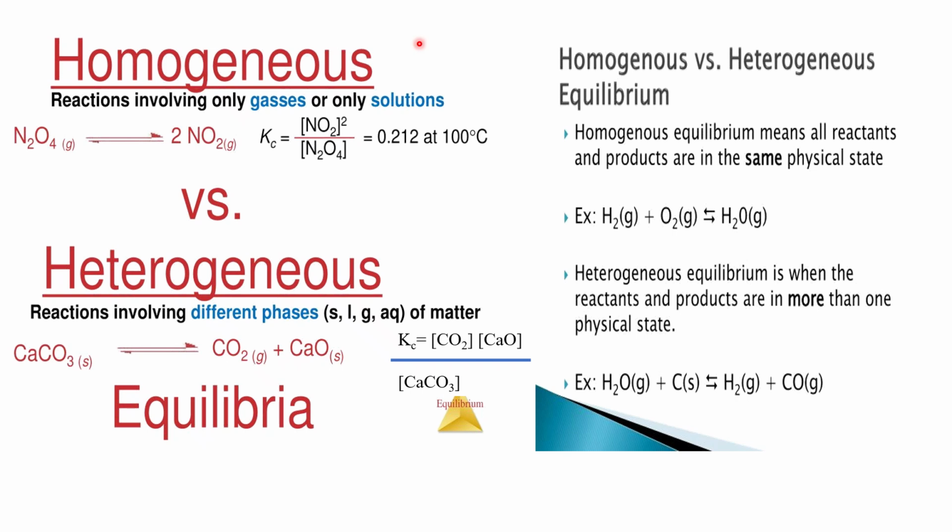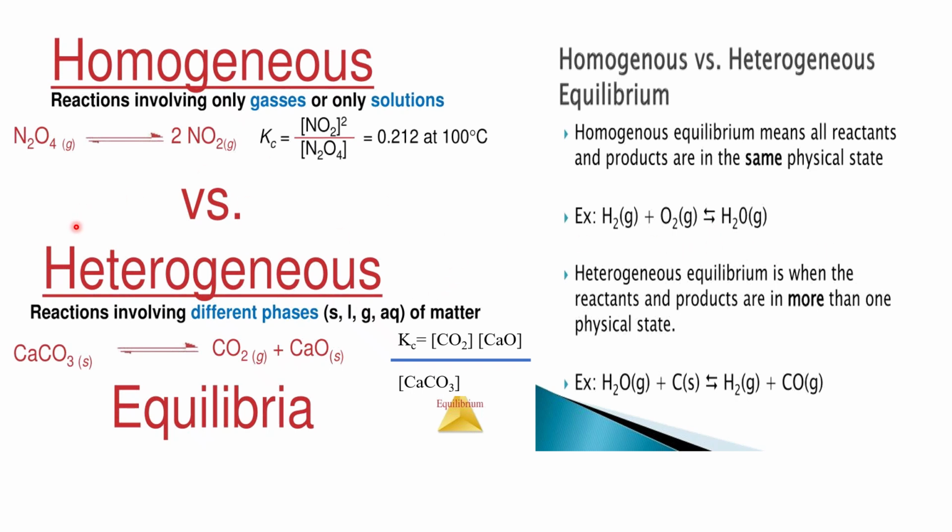The equilibrium is classified into two types: homogeneous equilibrium and heterogeneous equilibrium. In homogeneous equilibrium, the reactants and products are both in the same physical state, for example gas or solution. For example, N2O4 and NO2 are both in the gas phase. Another example is H2 and O2 forming H2O, both in the gas phase.